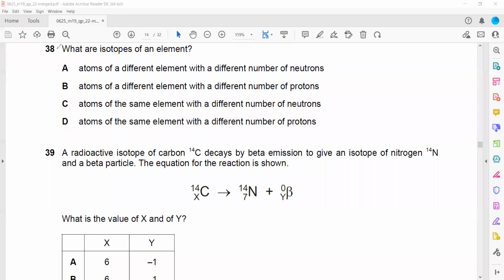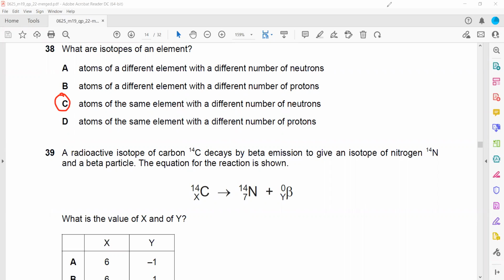So in this question, what are the isotopes of an element? What is the definition of isotope? They are atoms of the same element, which have the same number of protons but a different number of neutrons. That is the definition of isotope. So C will be the right answer.